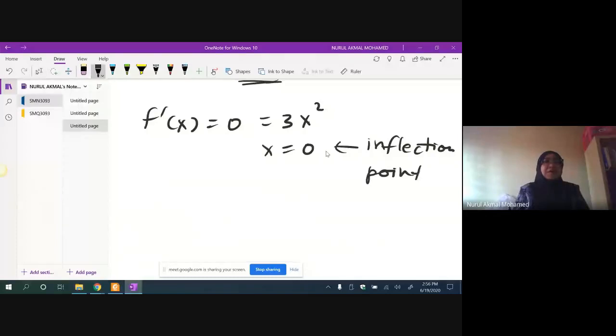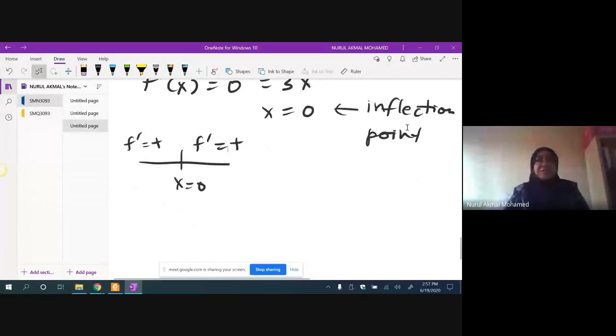Why? Because for the point x less than 0, f prime is positive. It's positive. When for x greater than 0, f prime is also positive. Okay, so it is not a minimum as well as maximum. Okay, so this one, it is an inflection point.